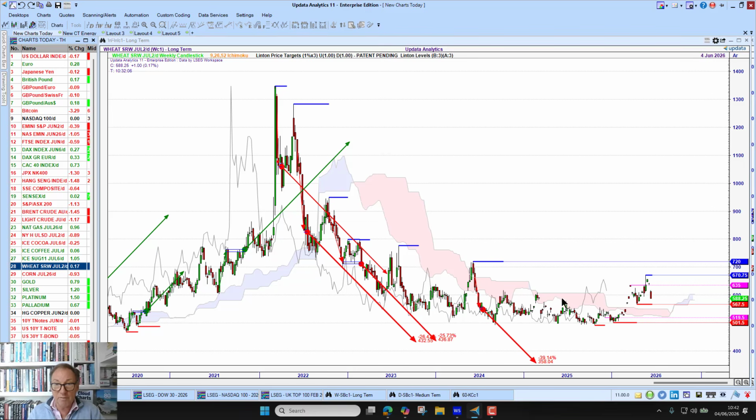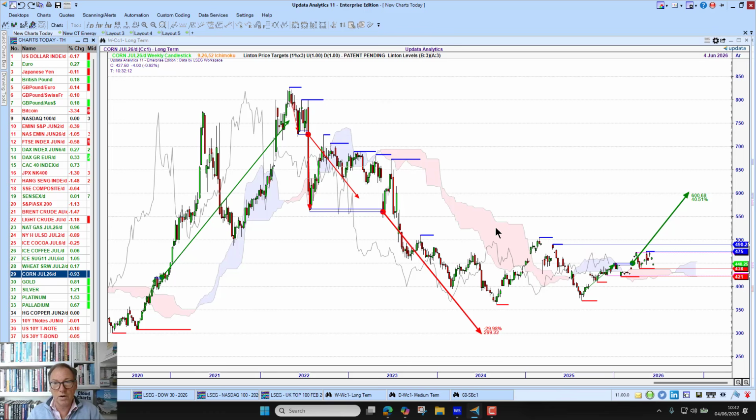Wheat, we have broken above the cloud on the long term chart, and on corn we can see the same thing. Grains breaking higher there, although we are testing that cloud.